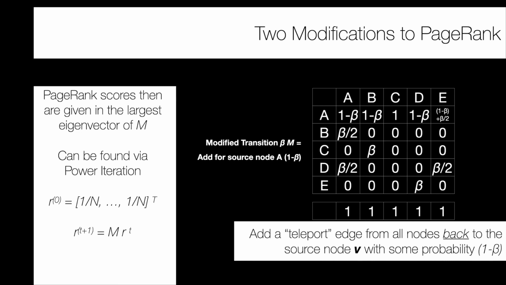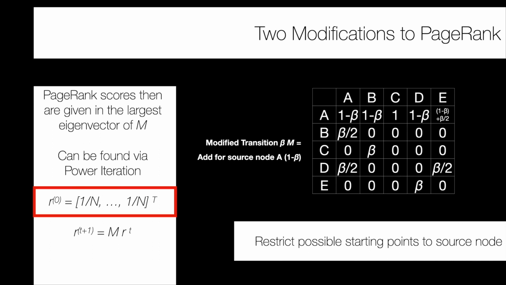By adding this in, now we have preserved this stochastic structure where the sum of each column is 1, and we can go back to the power iteration method to make our second modification.